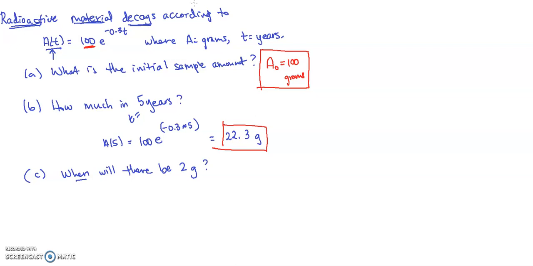Alright, last video got cut off for time, so let's continue in this one. We were working on this last one. We found the initial amount and the amount in 5 years. Now we want to know when there will be 2 grams.